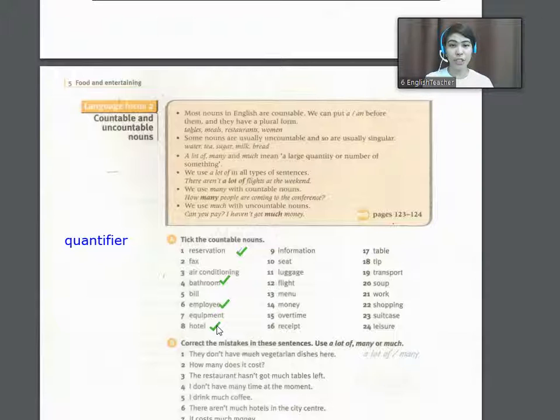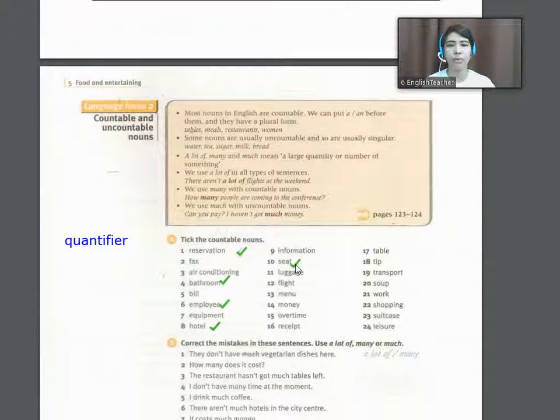Okay? Next, number 9, information. Information generally is uncountable. That's the reason why I have a lot of information for you. I need much information about this one. But when we use the article a or an, I have an information for you, it is countable. I heard a student of mine say that this information is countable, but generally information is uncountable. Next, seat. Very good.